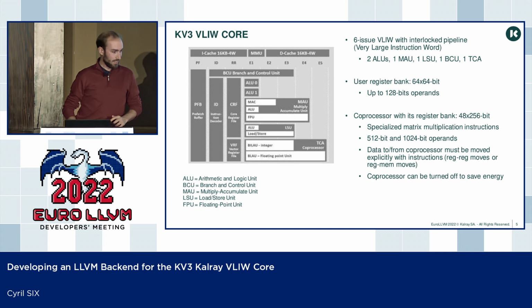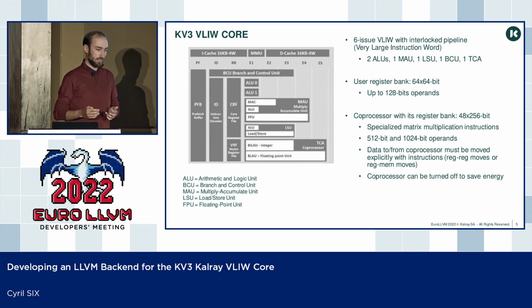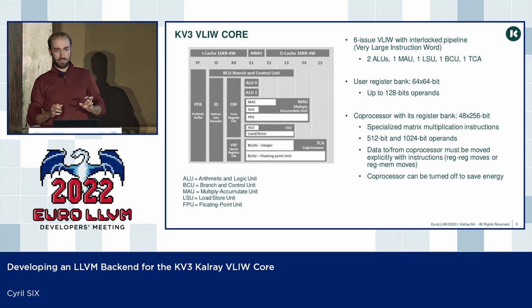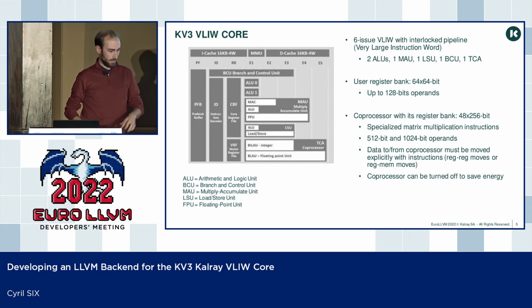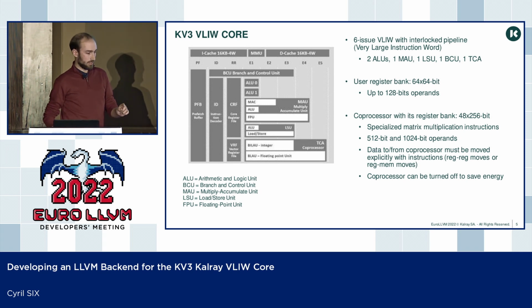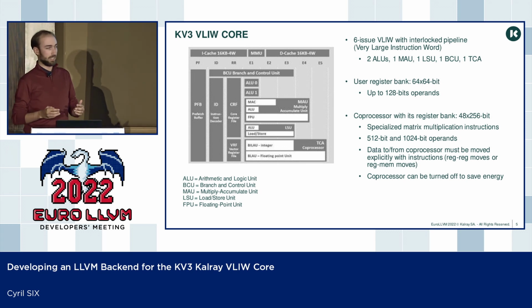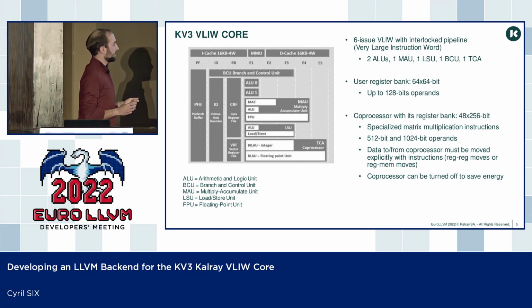So this is the VLIW core that we are developing. It's a 6-issue VLIW, very large instruction word processor. It's an in-order pipeline, but you can execute up to 6 instructions per cycle. That's what a VLIW is. It has 2 arithmetic logical units, 1 multiply accumulate unit for floating-point operations and multiplications, 1 load store unit, 1 branch control unit for branching, and we also have a coprocessor that we call the TCA.